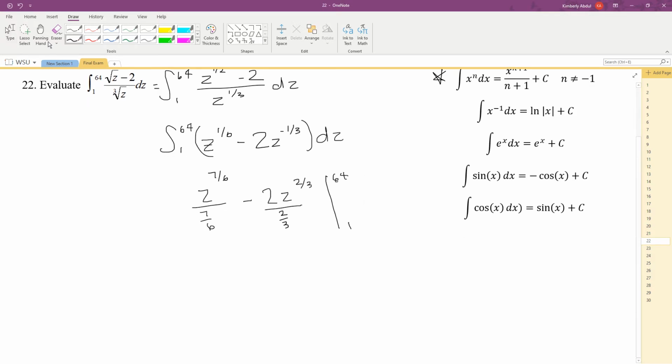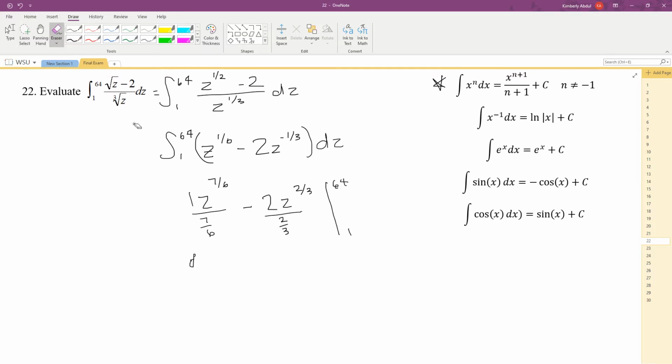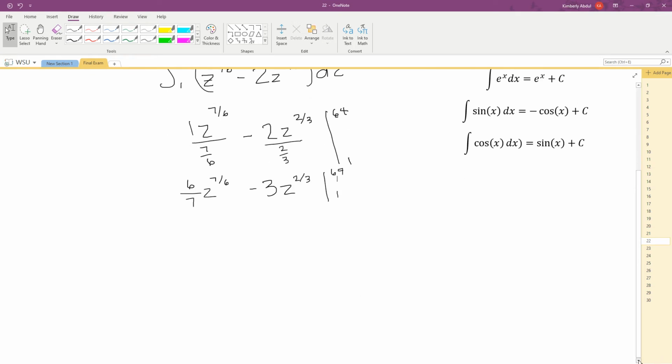Now I'm going to rewrite this portion right here. So 1 divided by 7/6 is going to be 6/7, and then z to the 7/6. So 6/7 z to the 7/6 minus, and 2 divided by 2/3 is 3. So z minus 3 z to the 2/3, and I'm going to evaluate that from 64 to 1. So this next portion, I need to plug in those endpoints on the integral.